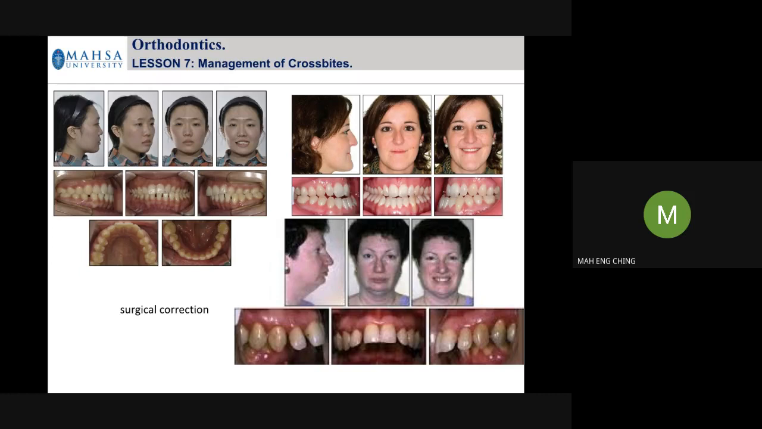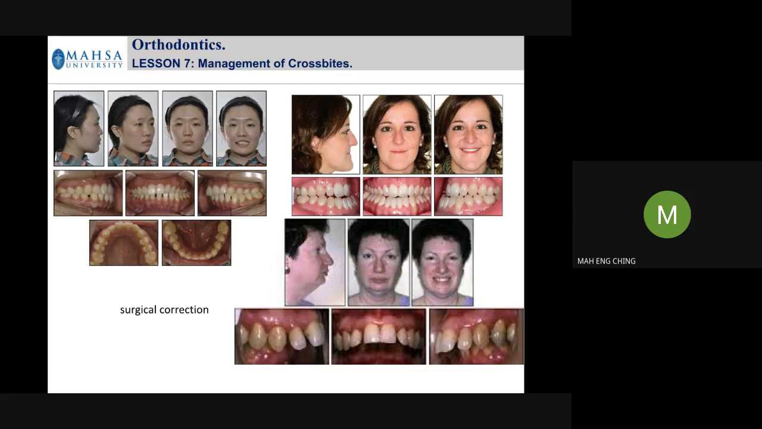Then this patient maybe has a functional shift because you see the face is a bit asymmetric. So this is an adult. So even though you correct it now, maybe the jaw is not going back to the center. So if you correct it early, then there's a high chance the patient can still have a symmetrical jaw. So that's why I say if you have a crossbite, sometimes you try to correct it at an early stage.